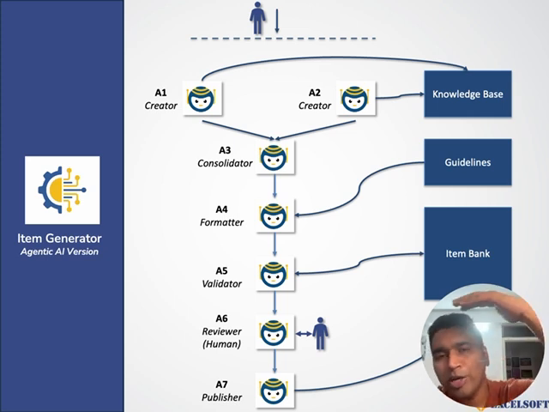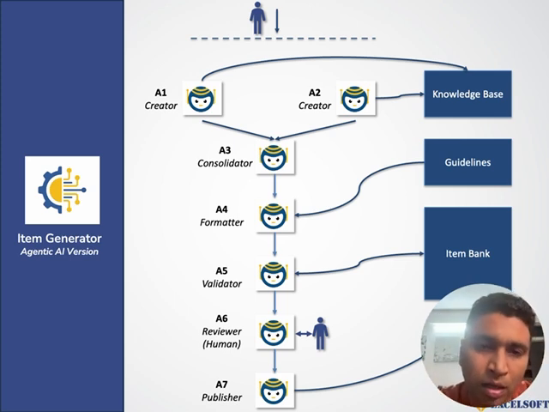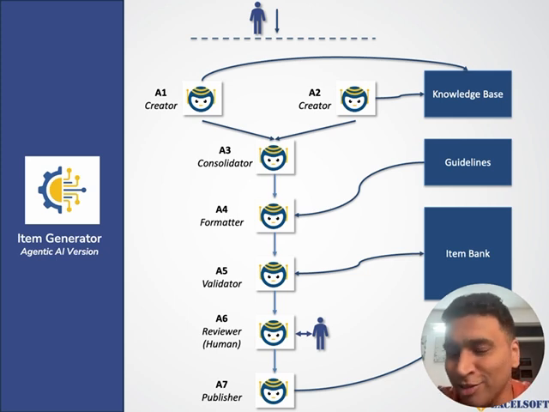They would refer to your knowledge bases, your courses, your books, your curriculum, and generate the first cut of the items. Another agent, A3, would look at the output of A1 and A2, compare them. It would either pick the better of the two or summarize them and consolidate them and create its own new version. The agent A4 would then look at the guidelines that you have as an organization.